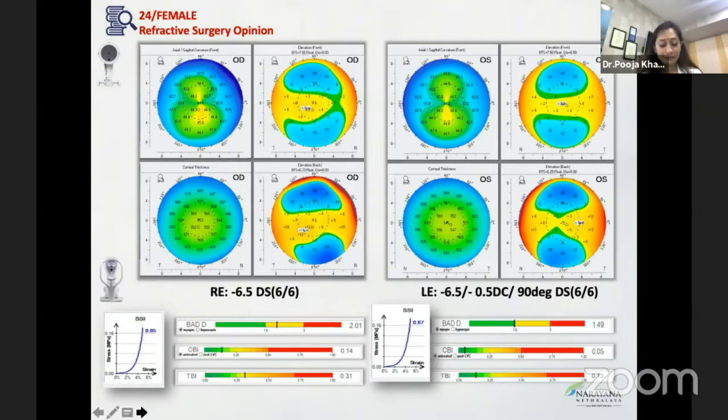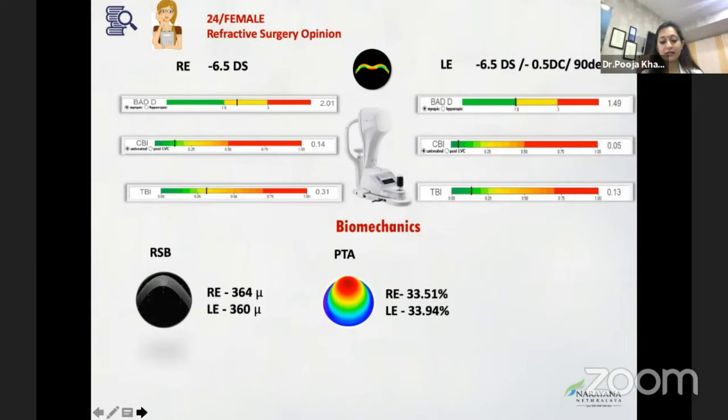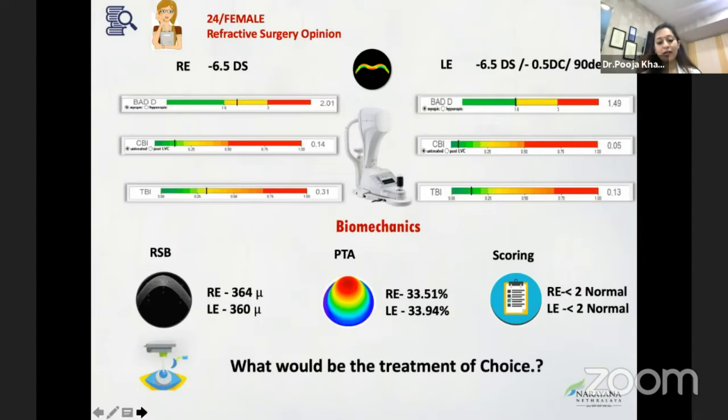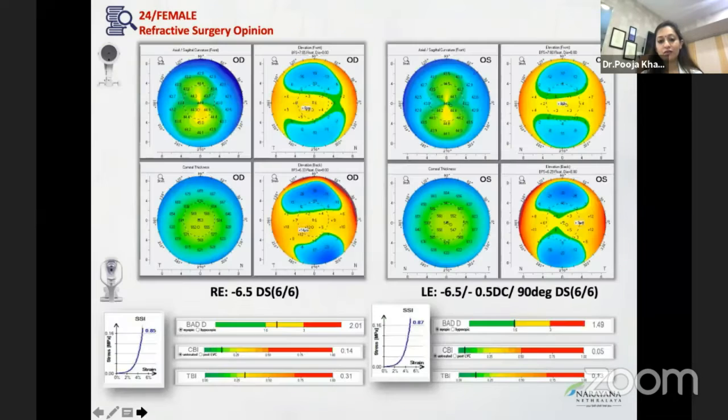And the power is minus 6.5. The biomechanics, the RSB is 360 and 364. The PTA is coming to 33. And the scoring, according to what I showed, is less than 2, which is showing as normal. So I would like to ask Dr. Shreyas what would be the treatment of your choice for this patient based on the parameters which I said.